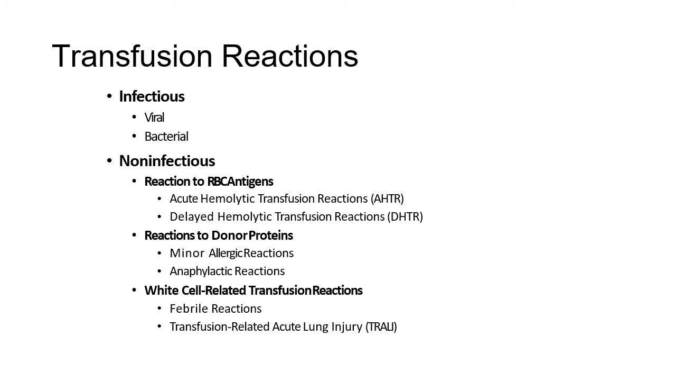The other reaction is non-infectious, in which there are mainly three categories. First is reaction to RBC antigens, that is acute hemolytic transfusion reaction and delayed hemolytic transfusion reaction. Second is reaction to donor proteins, that is minor allergic reaction and anaphylactic reaction. And third is white cell related transfusion reaction, that is febrile reaction and transfusion related acute lung injury, that is TRALI.